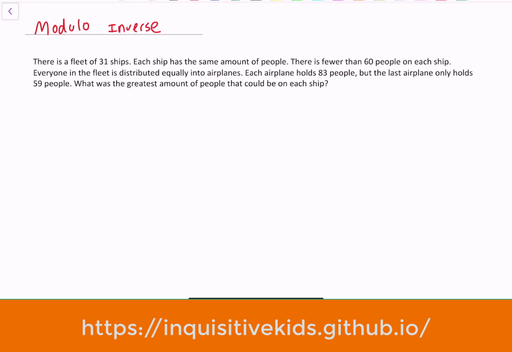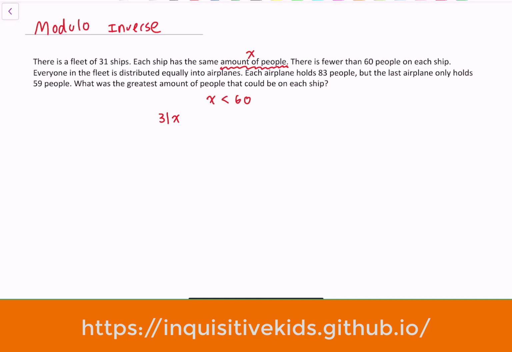Let's analyze this a little bit. We know there are 31 ships, and each ship has the same amount of people. And this amount of people is actually what we're trying to find in the problem, so we can call it x. This means that the total number of people can be represented as 31x. And we know that there has to be less than 60 people on each ship.